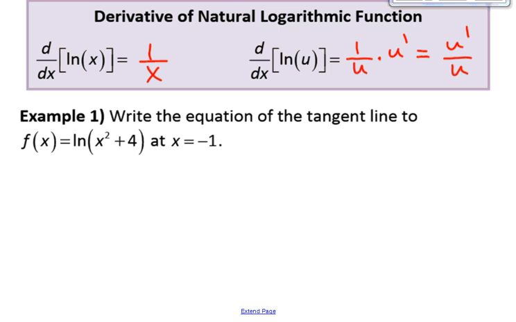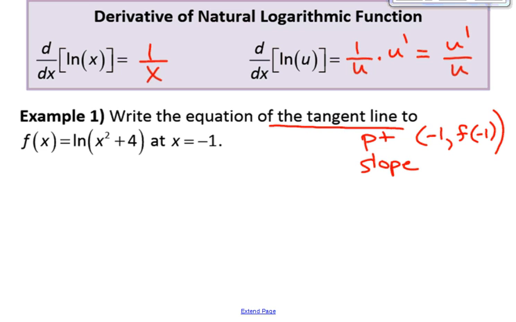So looking at example 1, we're going to write the equation of the tangent line. For the equation of a tangent line, we need a point and we need a slope. So they want to know this point at negative 1. So we want to find f of negative 1. And then for the slope, that is going to be f prime of negative 1.